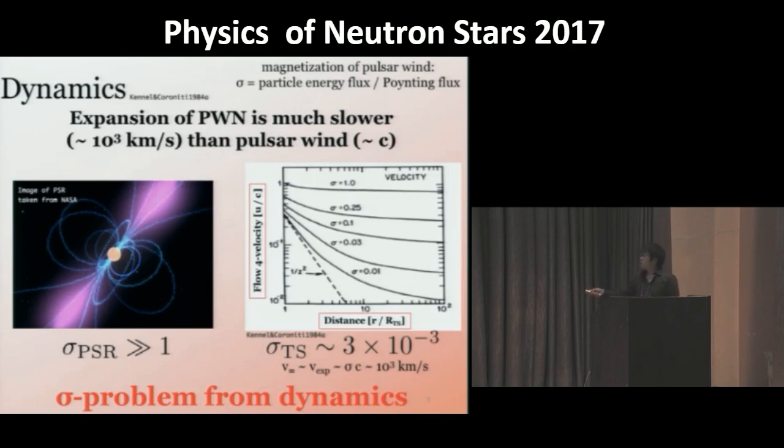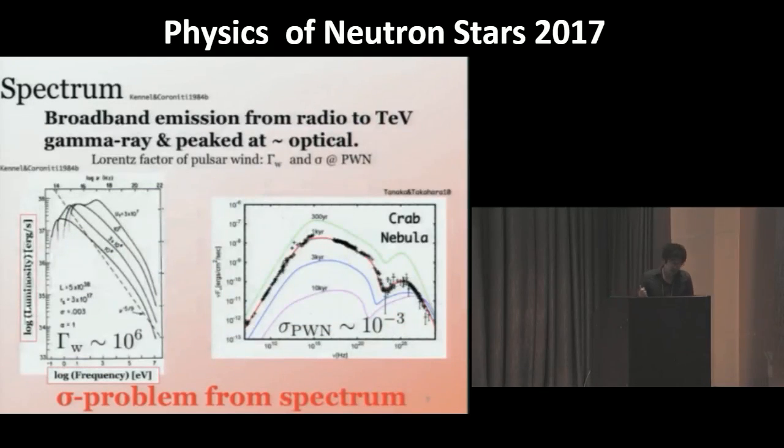The expansion velocity of the pulsar wind nebula is found like this. So sigma times c is the expansion velocity. So we need sigma to be much smaller than 1. This is the requirement from the dynamics of the pulsar wind nebula. And a small value of sigma is also required from the spectra.